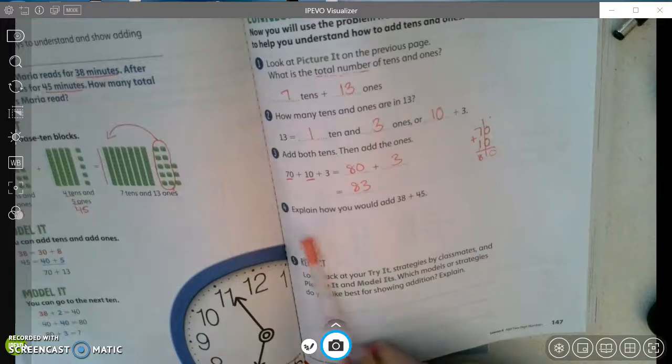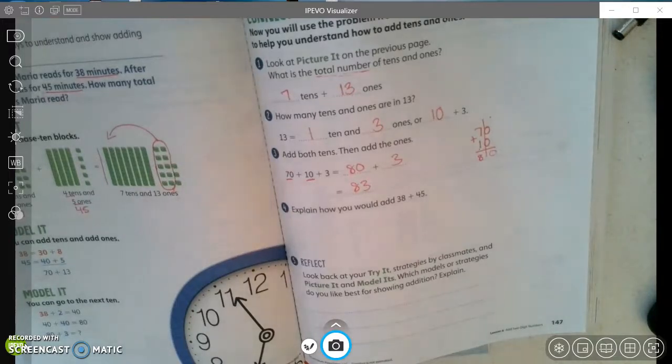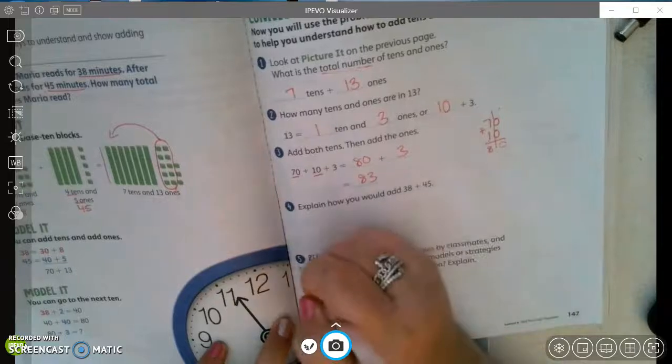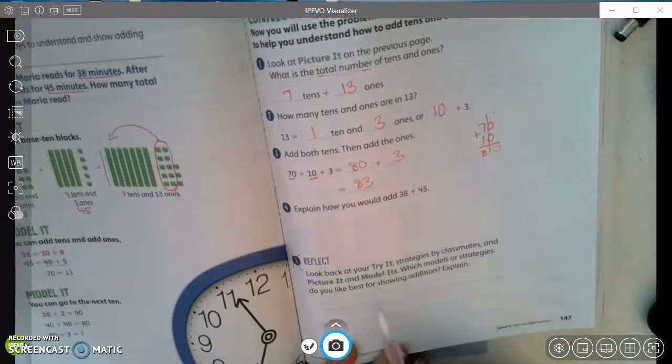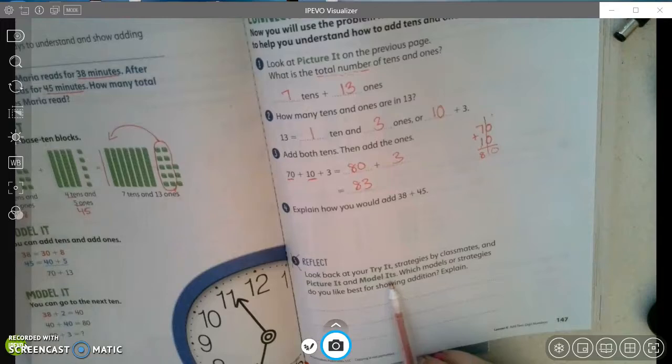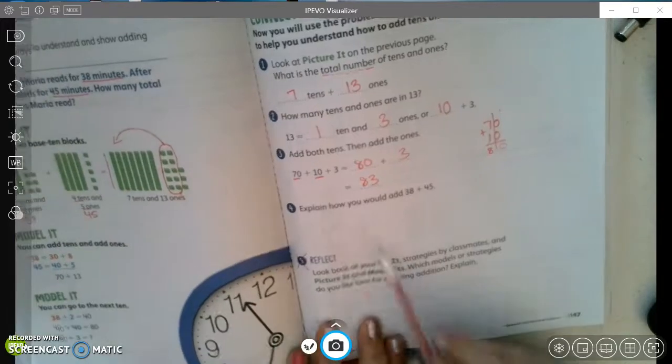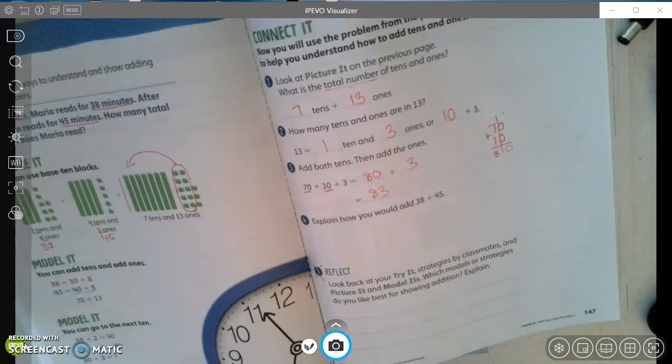Alright, so number 4 says explain how you would add 38 plus 45. I would like you to pause the video and think about this for just a second. Alright, so let's take a peek. Real quick, we're not going to reflect, okay? The reflection just asks which one you like better. Do you like doing picture? Do you like doing model it? Or this one or this one? So explain how you would add 38 and 45.